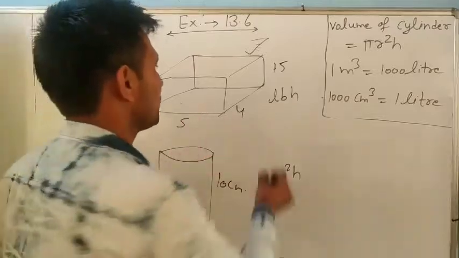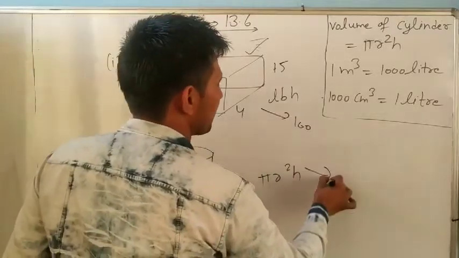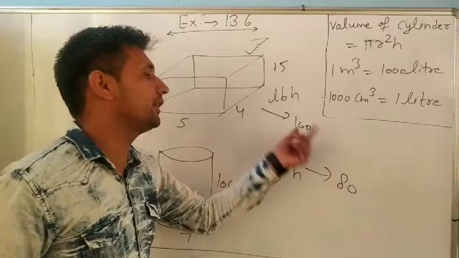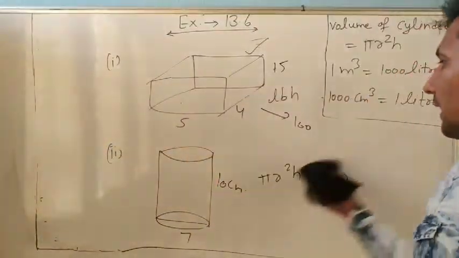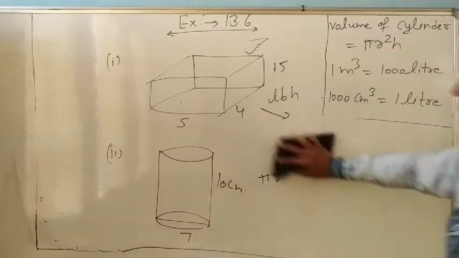And how much more? We will subtract. Suppose it comes 100 and it comes 80. So how much more? 100 minus 80, 20 is more. It is not actually 100, I just took an example. You will do this question yourself.